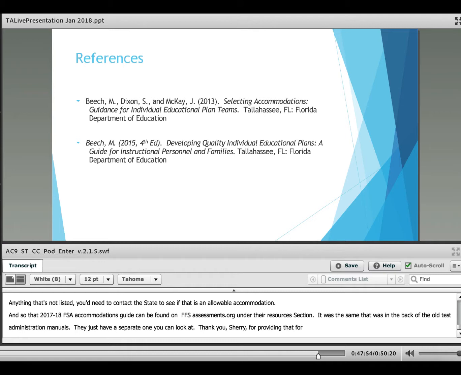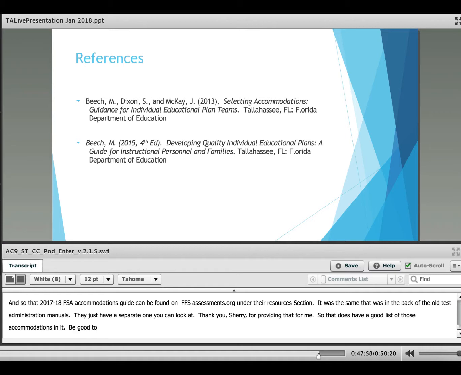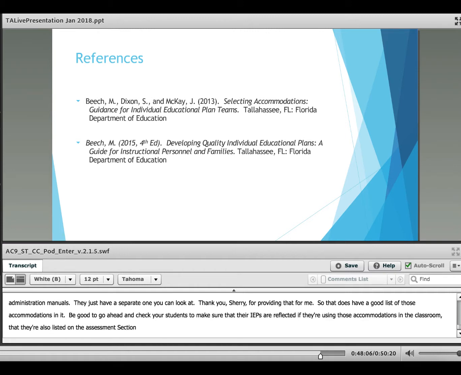So that does have a good list of those accommodations, and it'd be good to go ahead and check your students to make sure that their IEPs are reflected, if they are using those accommodations in the classroom, that they're also listed on the assessment section as well.